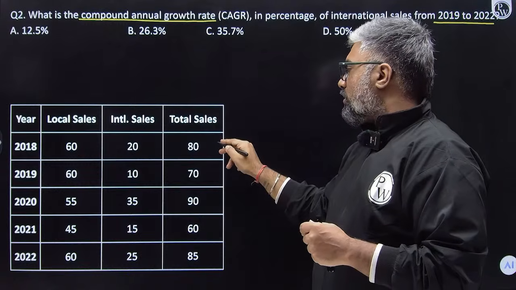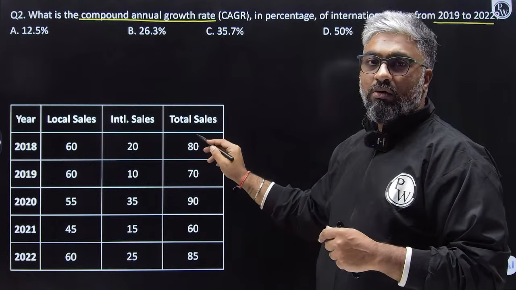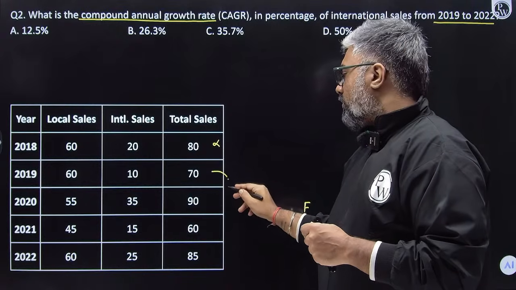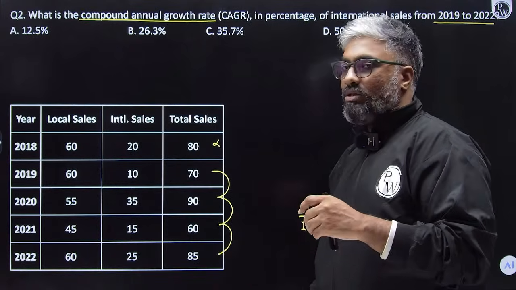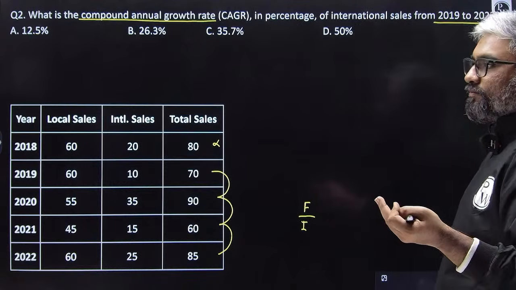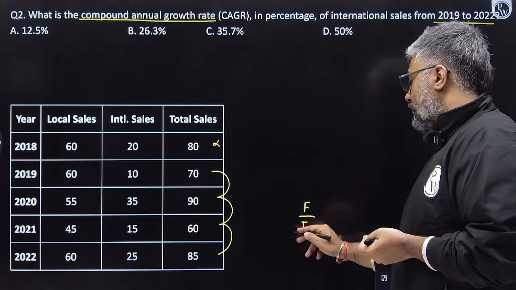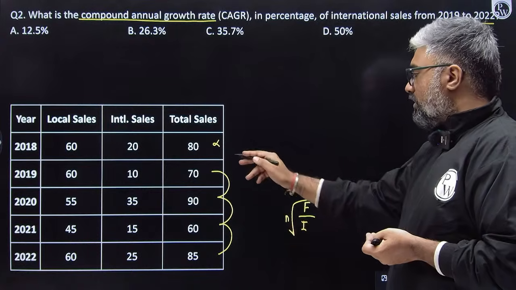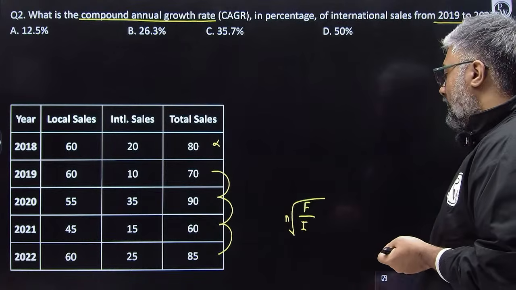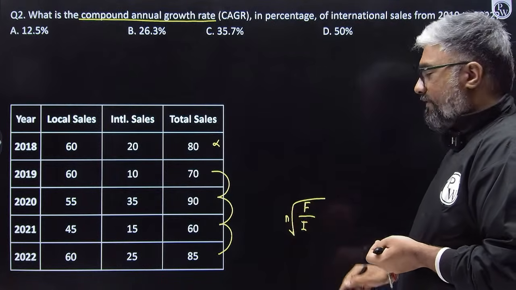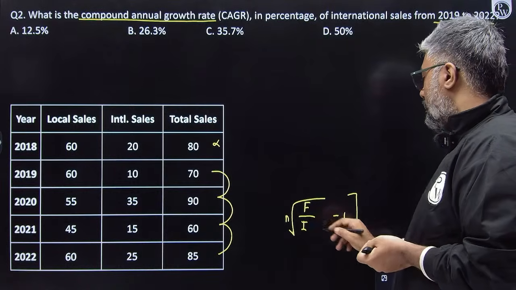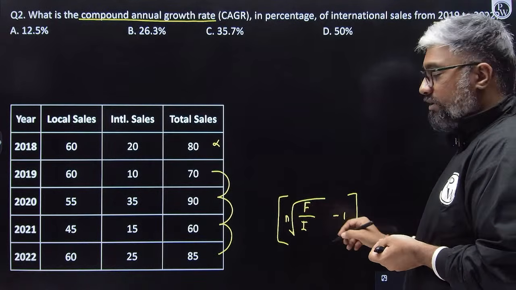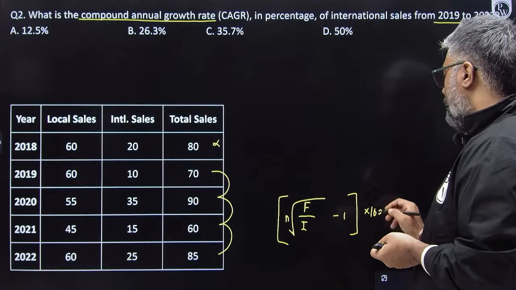So you will not include the 18 value. They just want 19 to 22. So that'll be 1, 2, and 3. So this will be over 3 years. Getting this? When you apply the nth root, where n is the number of changes, this will fetch you your multiplicative factor. Subtract 1 from it. Then, if you want it in percentage, you multiply it with 100. I hope you're getting it, okay?